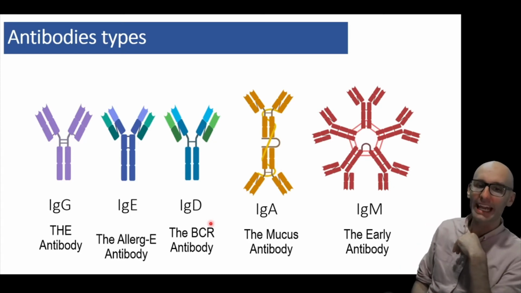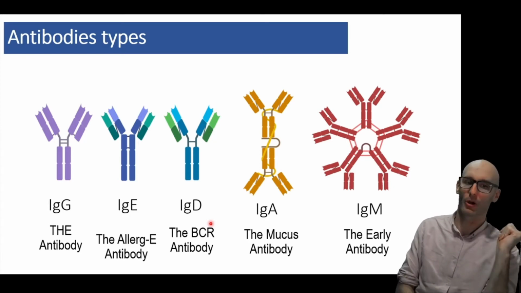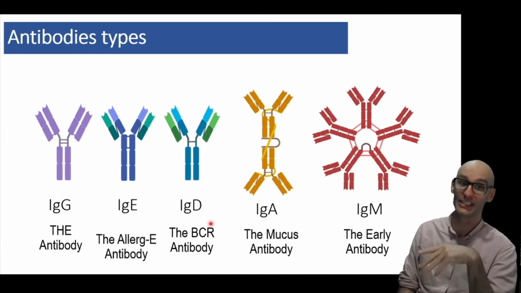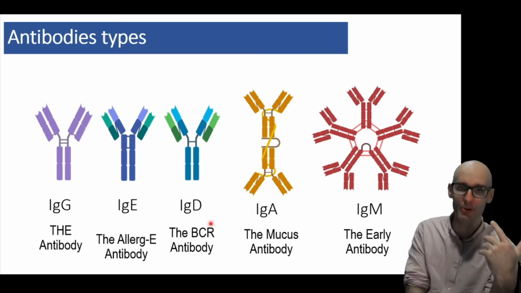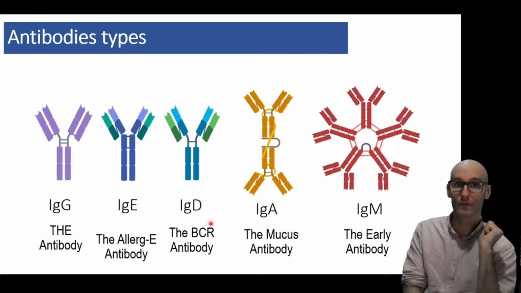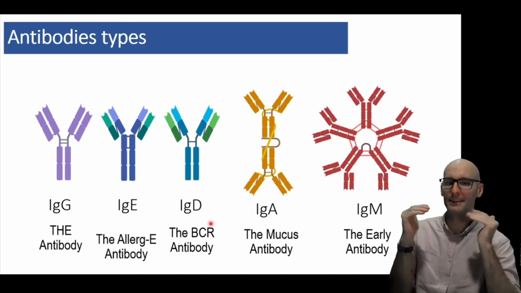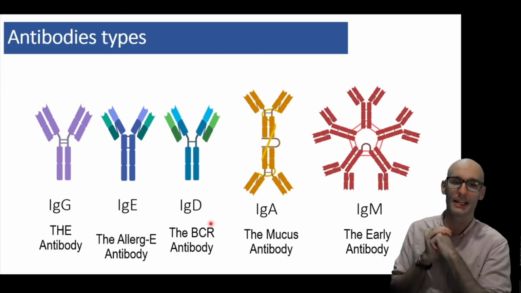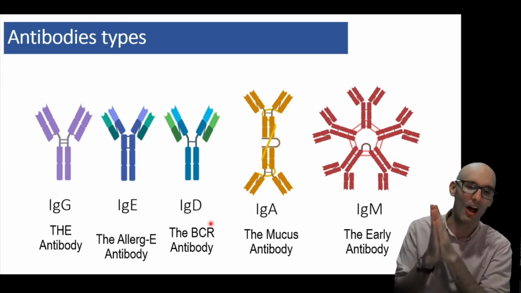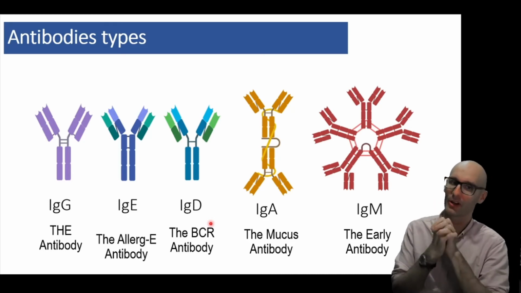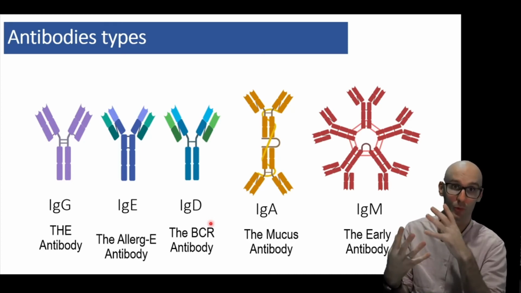And IgM is the early antibody. So it does very similar things to IgG. It is kind of the antibody, but IgM is typically produced first. And there's a subtle difference in affinity, where IgG has the highest affinity and it's the best antibody at getting rid of things like bloodborne pathogens.